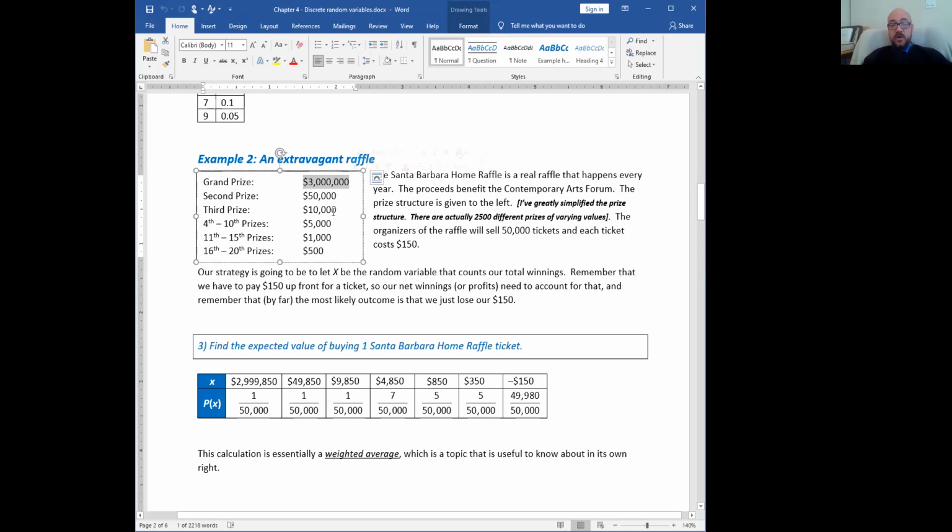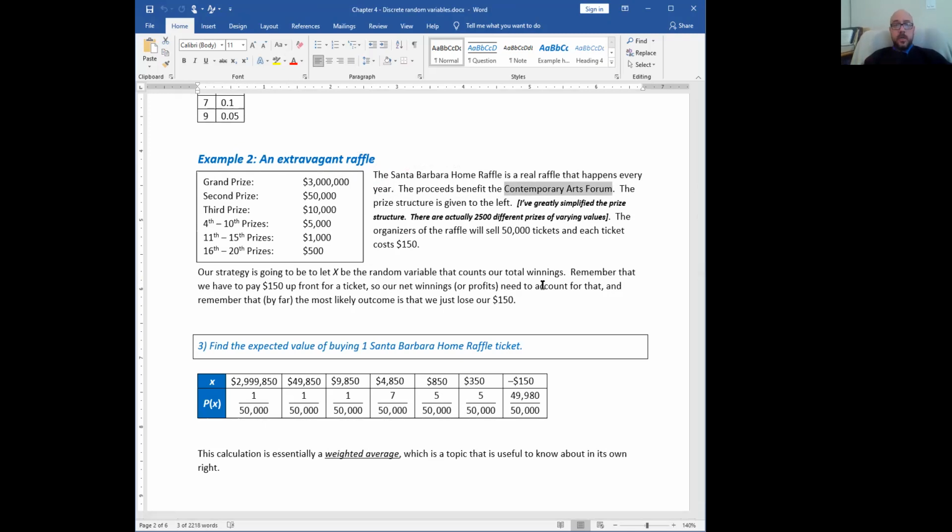The tickets are $150 a piece. And they sell 50,000 of them every year. And then the proceeds benefit the Contemporary Arts Forum, which, if you don't know where that is, it is the art gallery by the library downtown on the corner of State and Anapamu. If you ever want to go, they've got an art gallery there, and this is to benefit that, I believe.